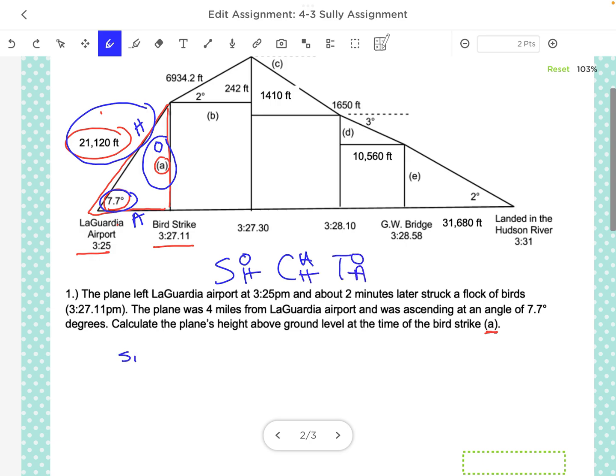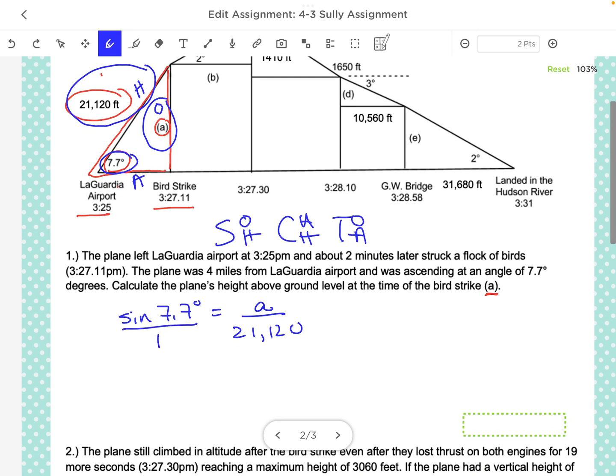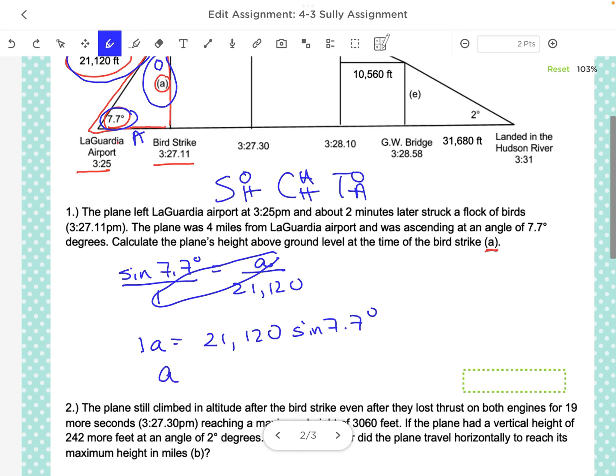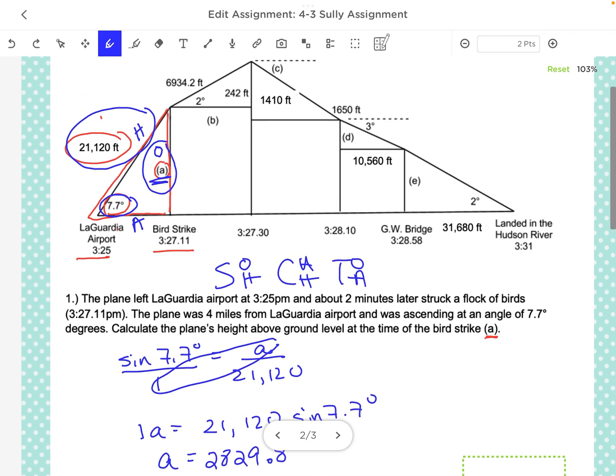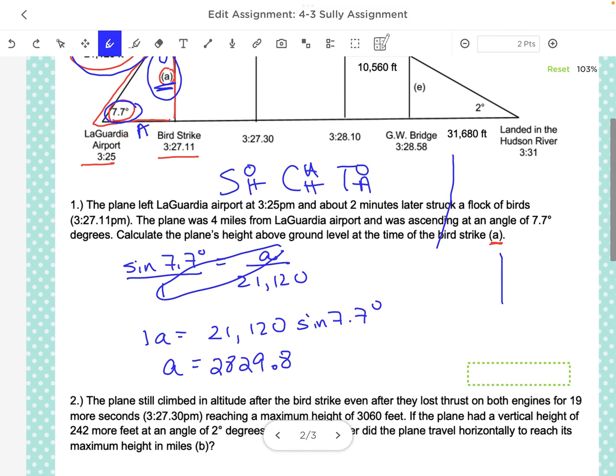So I'm going to say sine of 7.7 degrees is O, which is the letter A, over the hypotenuse. And we're going to cross multiply. So I get 1A, or just A, equals 21,120 sine of 7.7 degrees. And just use your calculator, and everything on these slides, we're going to do 1 decimal. And if you punch that out, you should get 2829.98 feet. So that's this distance that we figured out right here.